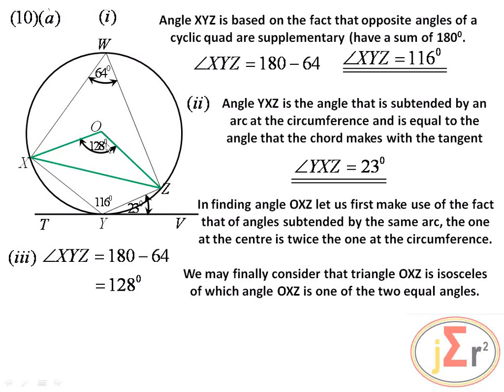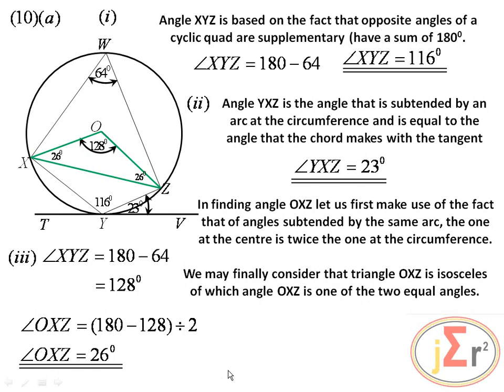All of those angles added together should give 180 degrees. Therefore, one of these angles will be calculated by subtracting 128 from 180. And after we have done that, we divide the result by 2, and the answer is 26 degrees, and each one of those angles will be 26 degrees.